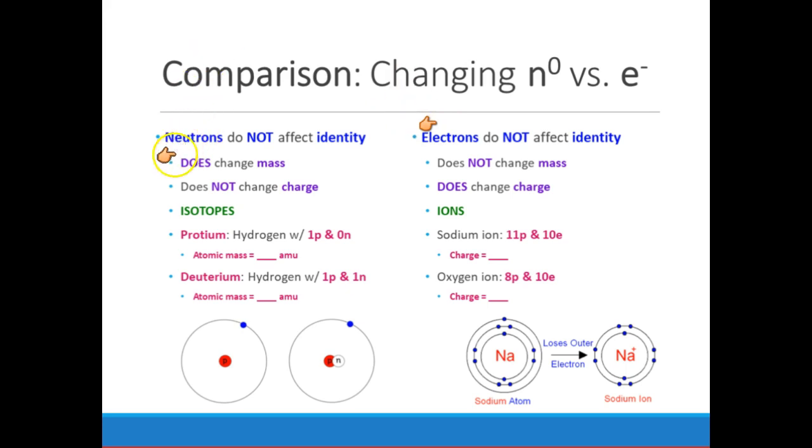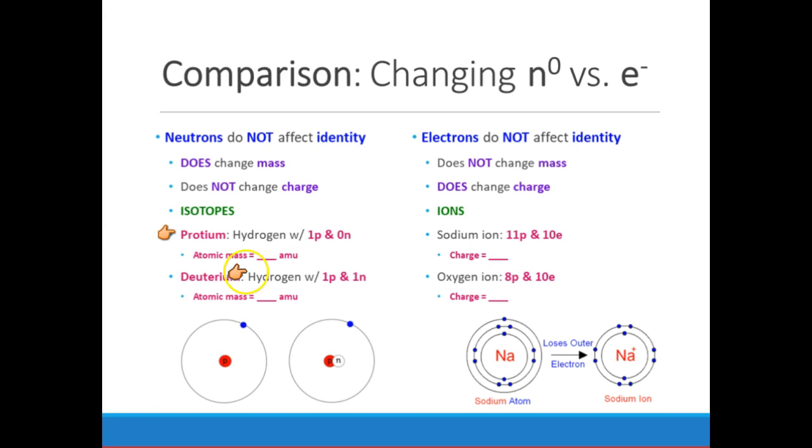However, it does change a couple characteristics, right? So neutrons do change mass. Remember, neutrons have mass. Therefore, if you change the number of neutrons, you change the mass. But neutrons, do they have a charge? What's the charge of a neutron? Yes, it's 0. So if you add neutrons, it doesn't matter if you add 100 neutrons, it will never change the charge of the atom because you're not actually adding any charge. They're neutrally charged. Okay? And again, this is what we call isotopes. Changing the mass results in different isotopes.